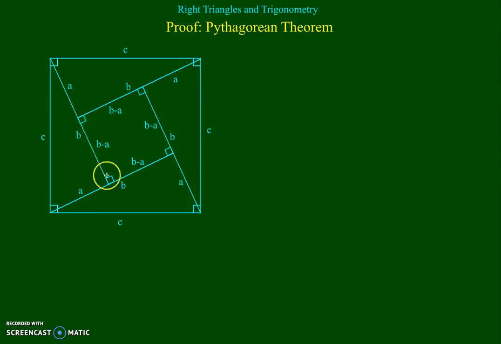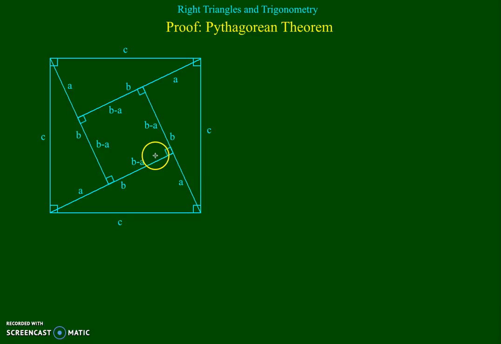and each side then of this smaller square is going to be this whole length minus A. So it's going to be B minus A. So B minus A is the length of this side, B minus A is the length of this side, and so on for this side and this side.